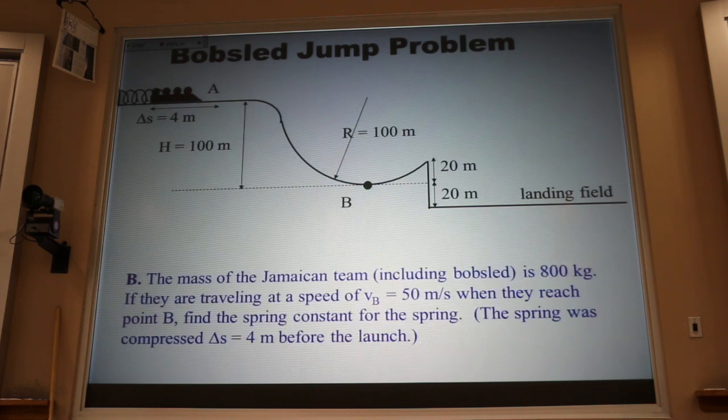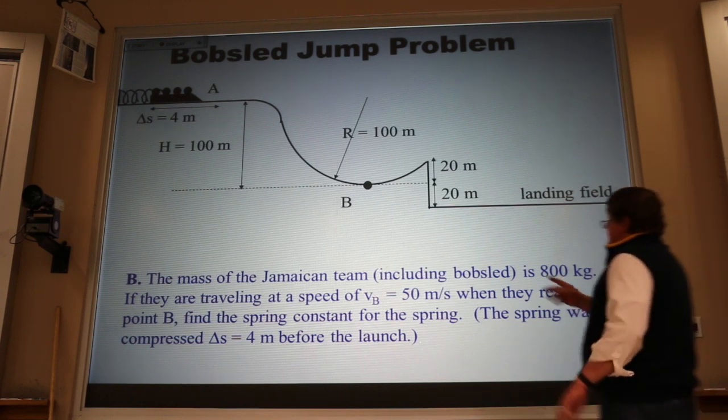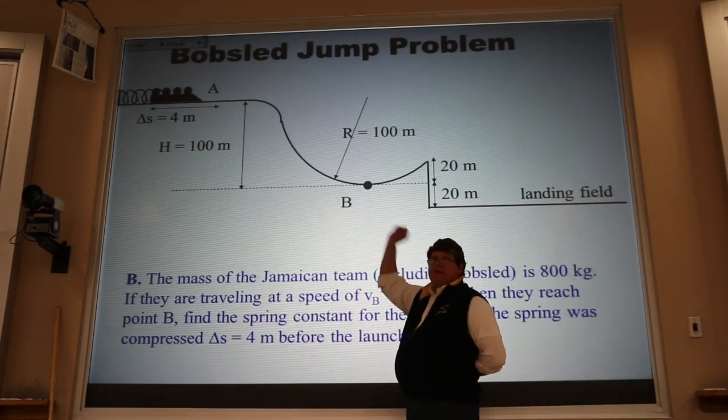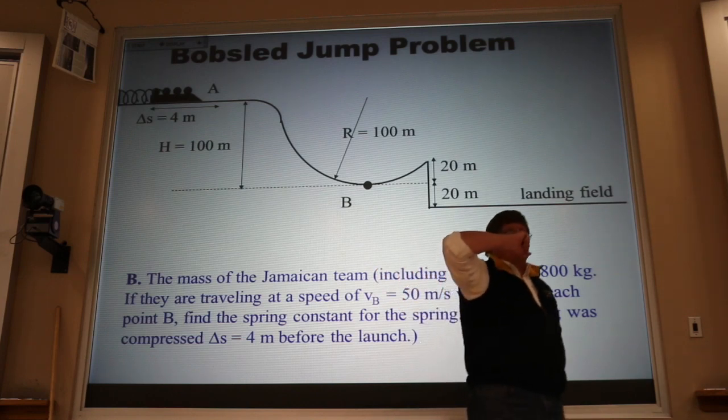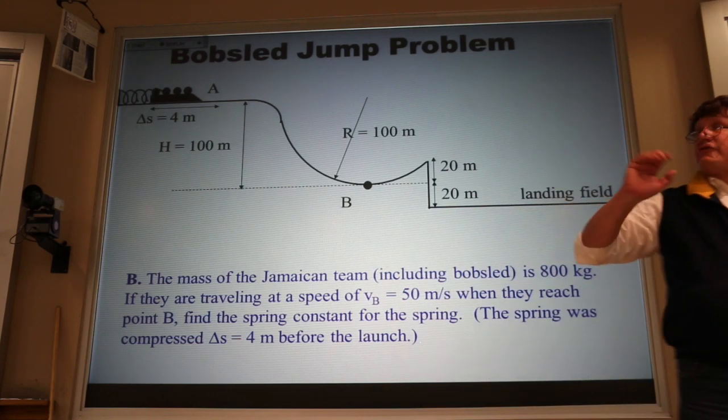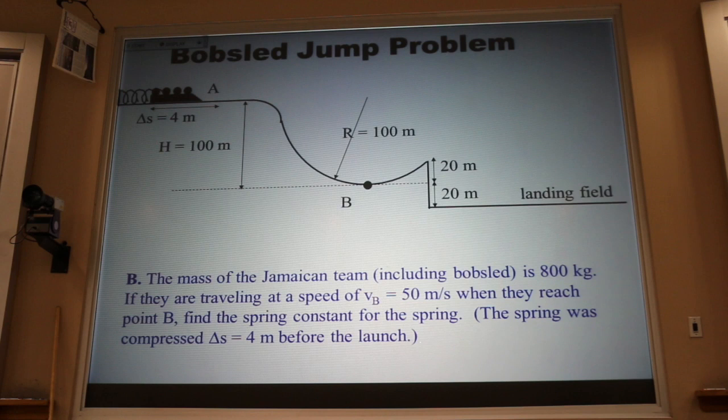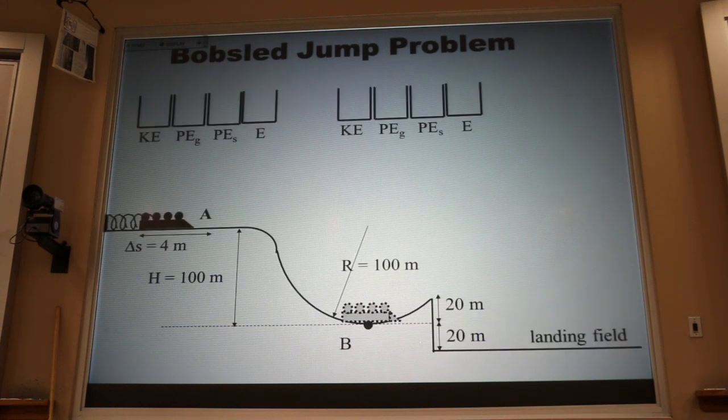Now this is where it gets interesting. We're told that when the bobsled gets here at B, it's going 50 meters per second, over 100 miles an hour. And the question is, what's the spring constant of that spring if we cocked it 4 meters to get started? Now this is an energy problem, so I have to decide what kinds of energy I have.